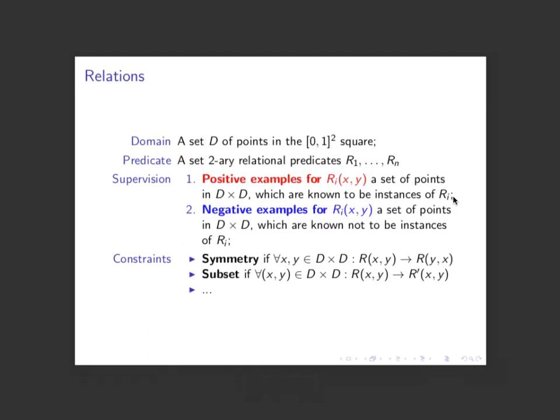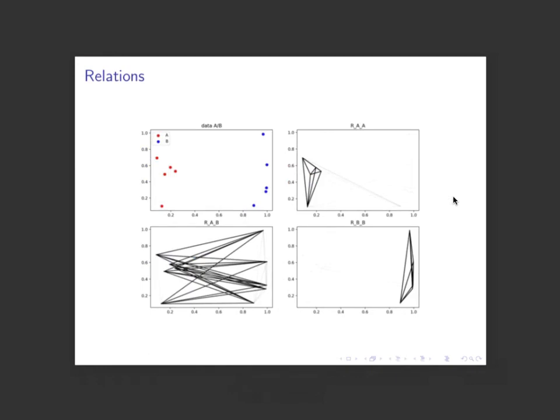And conscious of the time, relations. So this is unsupervised learning. Then again, you may want to specify whether there is symmetry, subset, as I said, transitive, and so on. And here is an example where, again, you have a number of red dots and a number of blue dots, and we specify relations across, as in the bottom left, or R_AA or R_BB. So these are constraints imposed on the available data.